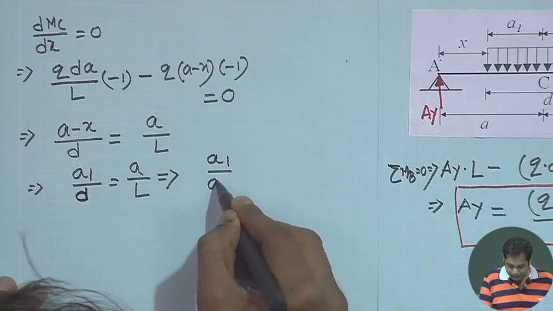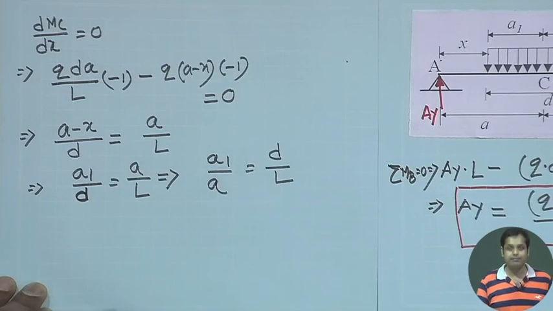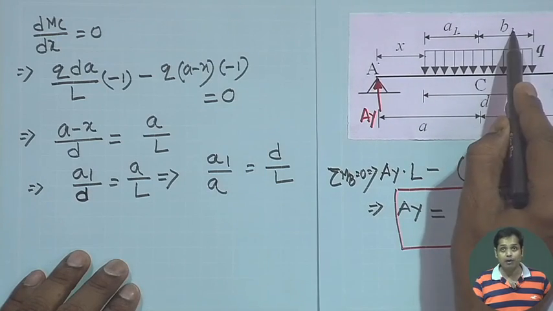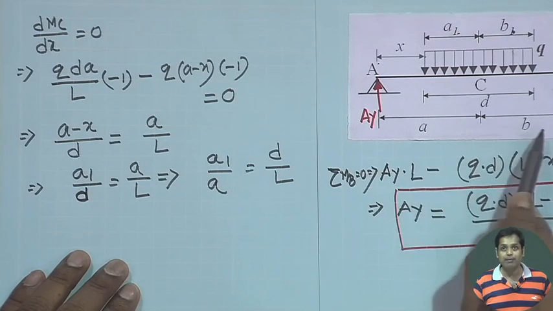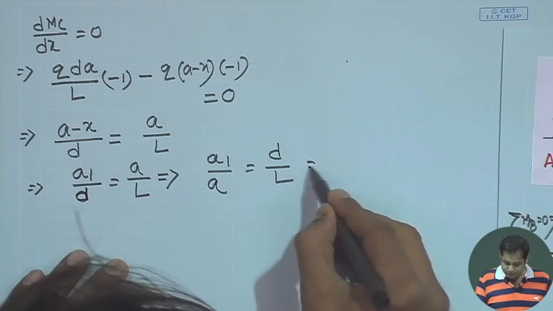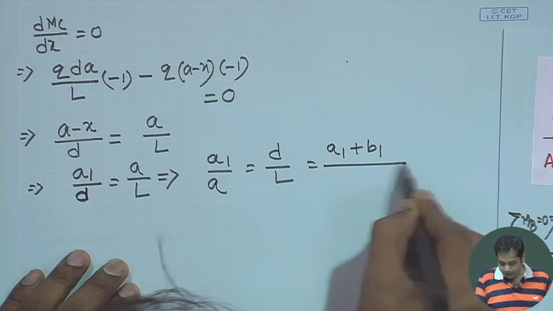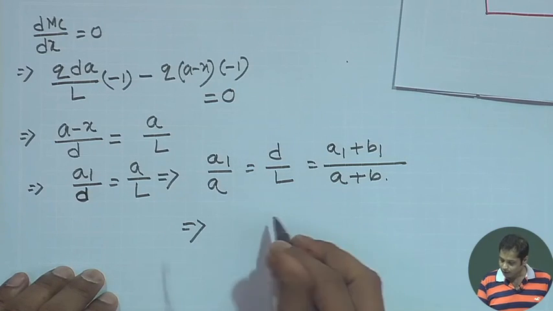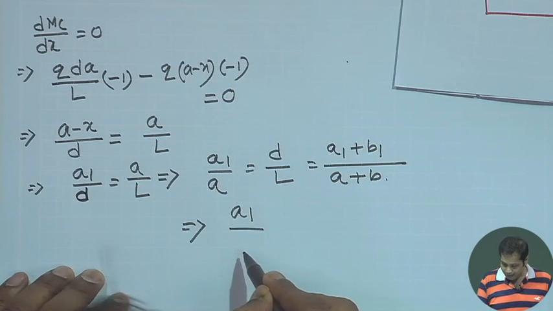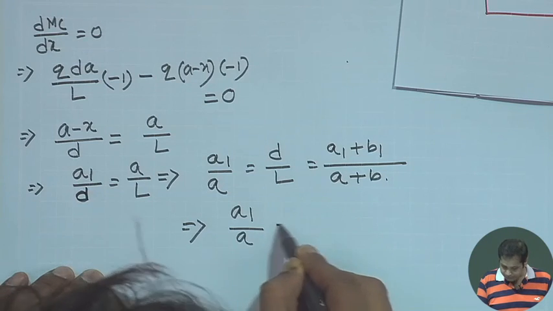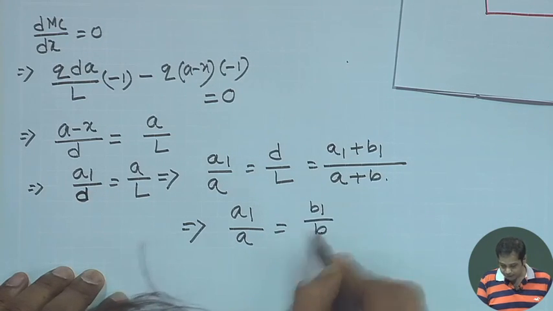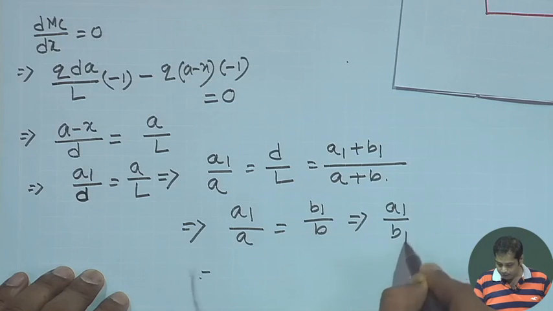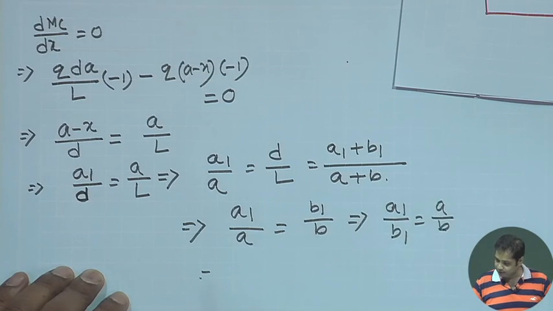Now, this gives us a1 by a is equal to d by L. Check here what is d? d is equal to a1 plus b1, and L is equal to a plus b. So, this gives us a1 by a is equal to b1 by b, or finally a1 by b1 is equal to a by b. This is important.